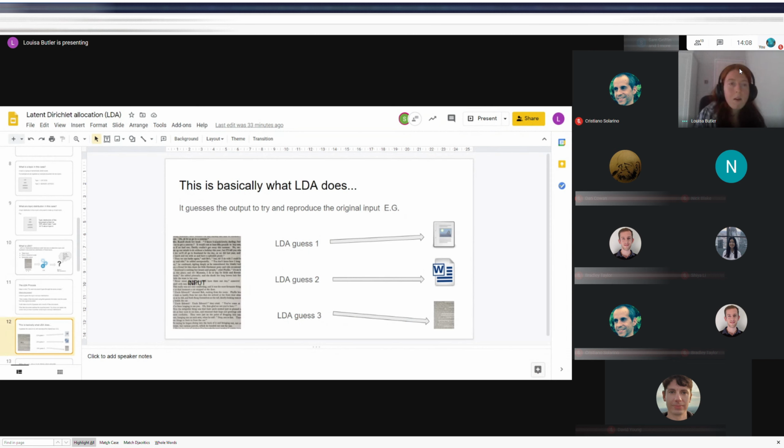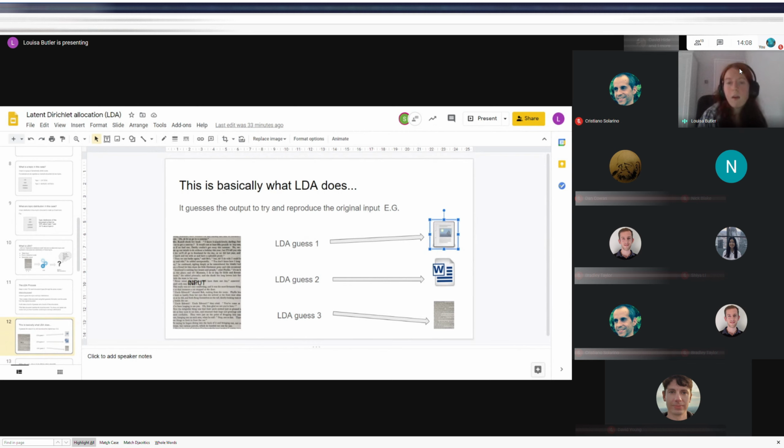So I've now done a little visual of what it actually does, just to talk you through visually what it's doing. You input your document. It will then make a bunch of guesses about what the topics and topic distributions could be. It will then, using those guesses and the words from the original document, produce these fake documents, which you can see here on the right.